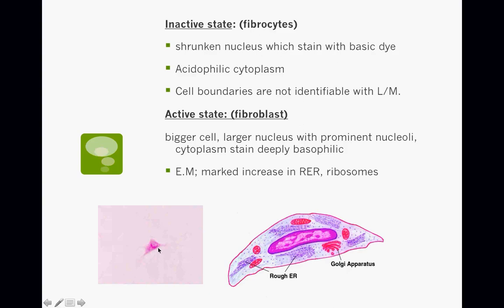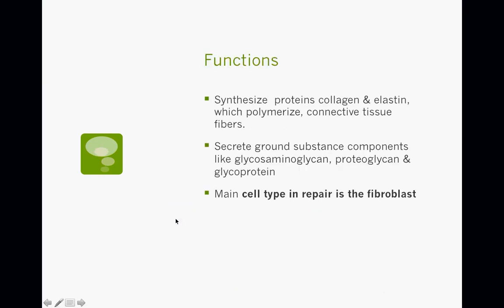And this is a fibrocyte. The fibrocyte is in an inactive state. You can see it's a shrunken cell with cytoplasmic processes, and the nucleus is also shrunken in it. It is basophilic, but the stain in this diagram gives you a relatively pinkish appearance, although it is the basophilic cytoplasm.